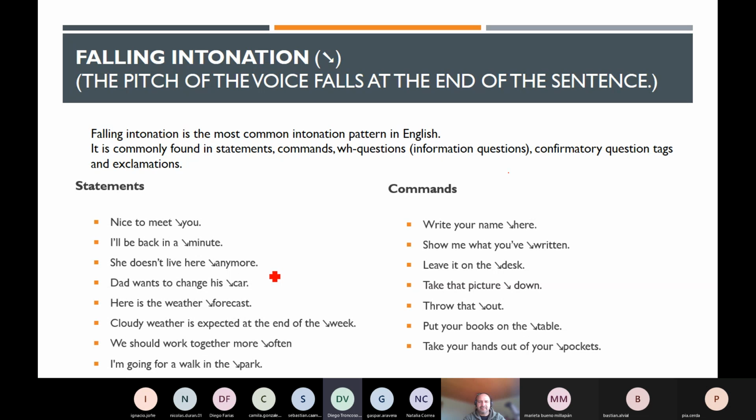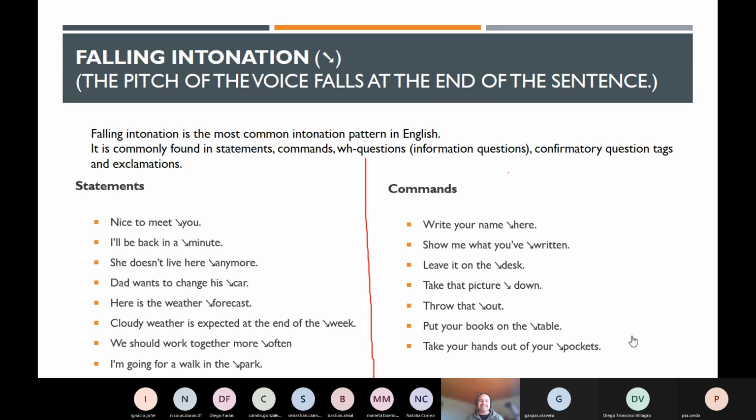Write your name here. Show me what you've written. Leave it on the desk. Take that picture down. Throw that out. Put your books on the table. Take your hands out of your pockets. All right, good job, excellent.